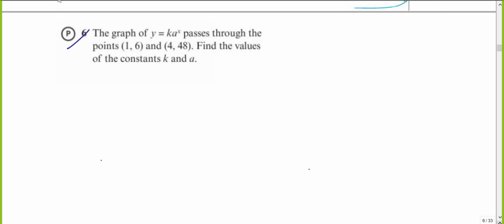Number 6, it says, the graph of y equals k a to the x passes through the point (1, 6) and the point (4, 48). It's a good idea to just plot the points roughly. 1 and 6, imagine this is 1, and this is 6, just roughly like this. And 6 and 48, that's far up.